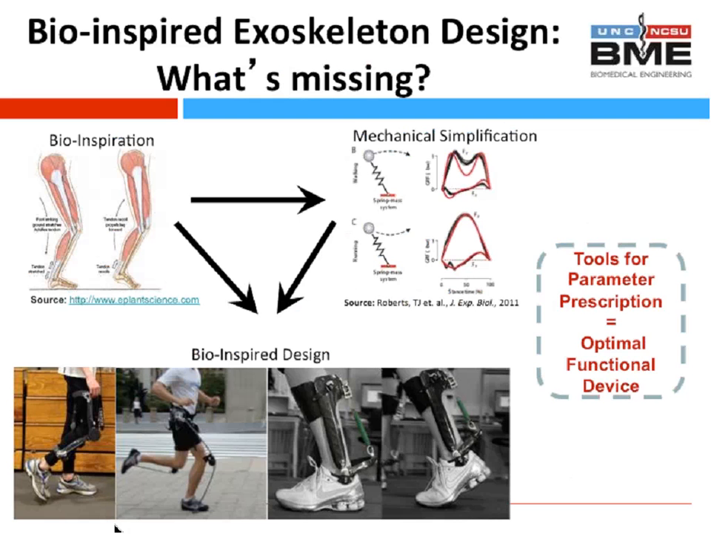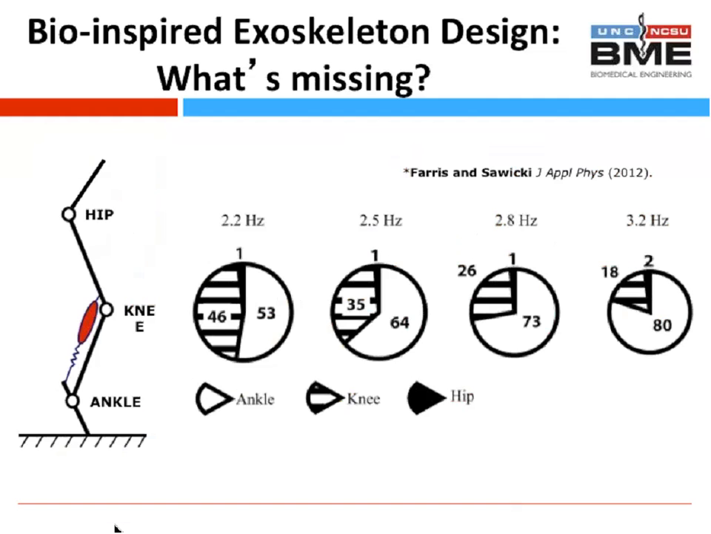So really, coming back around to this original framework of study, what I think is missing, and where OpenSim and other more simple modeling techniques could come in, is that we need better tools for parameter prescription and optimal functional device prescription. And these tools, not just experimental tools, but also theoretical and computational tools, make the design process quicker and more efficient. Next slide.